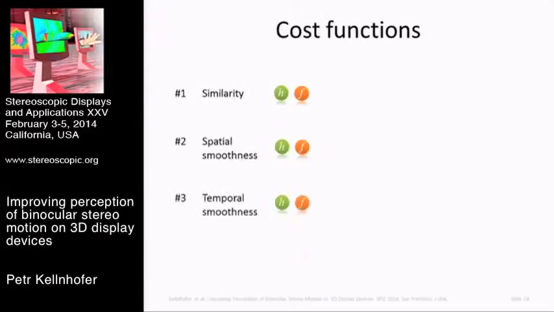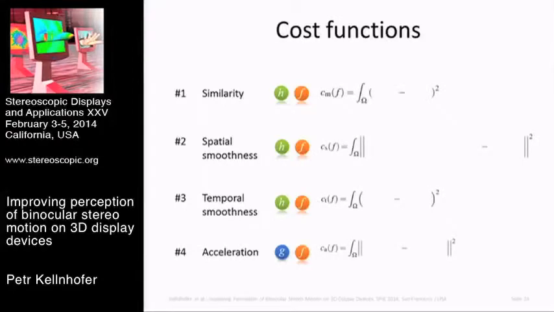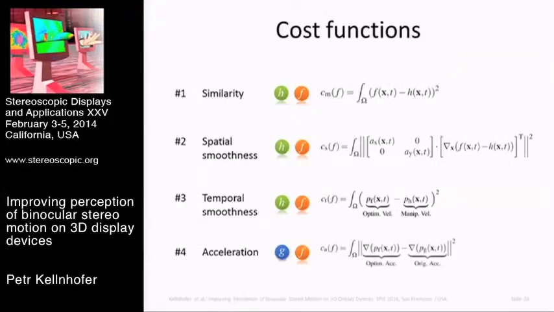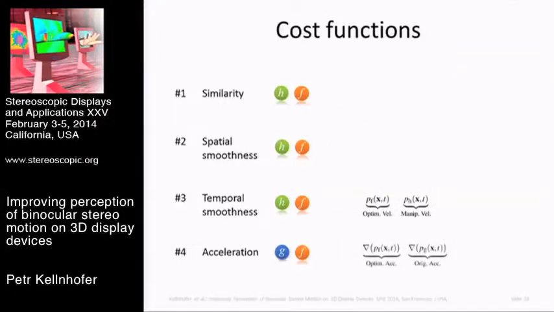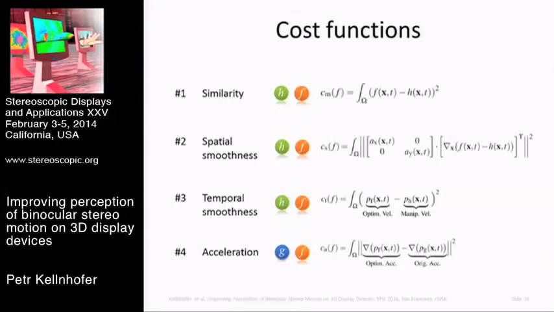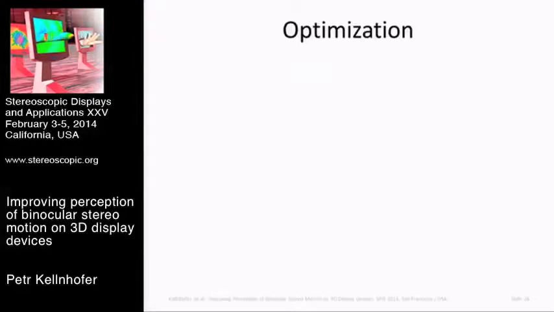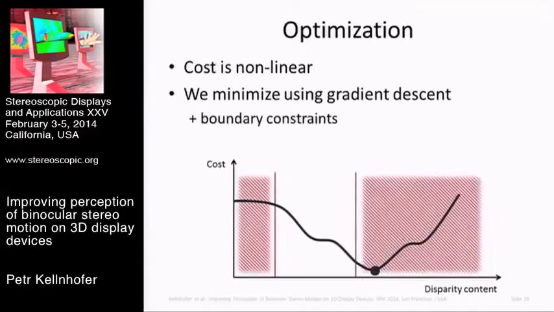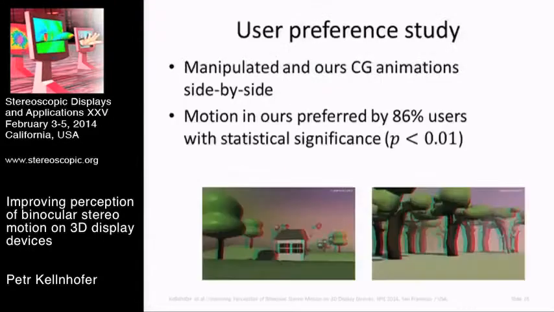So again, we have 4 equations which we can write down in a math form as some difference of 2 quantities measured by L2 norm. Then here we use the perceptualization for the temporal change. And then we can minimize the sum of this energy. We use simple gradient descent, except we add boundary constraints in order to stay in the input depth range.